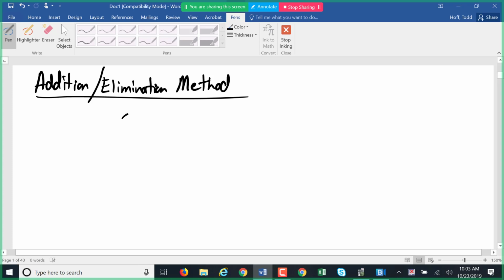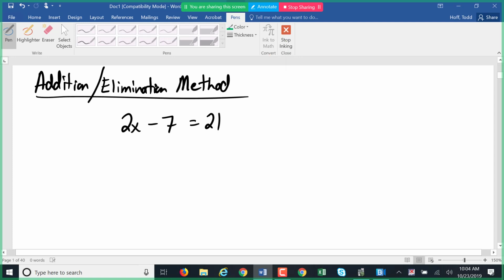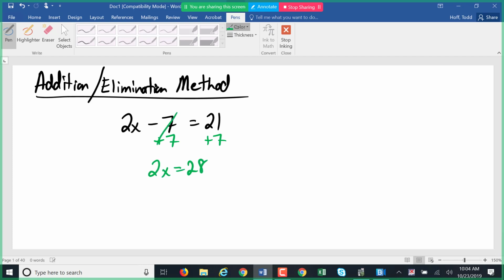If I have an equation like 2x minus 7 equals 21, I can add the same thing to both sides. I can add 7 to both sides, and it doesn't change the equation, which we've done a lot. 2x equals 28, and we divide by 2 to get x equals 14.